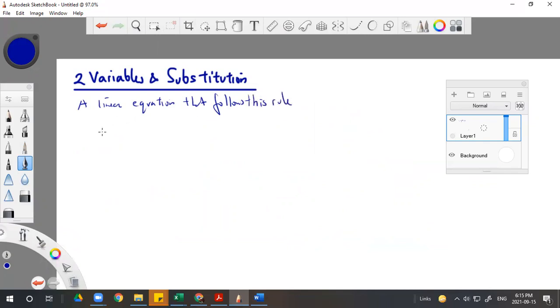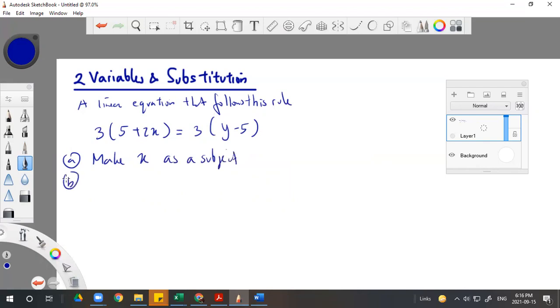Wait, sorry. 3 bracket 5 plus 2x equals to 3y. Wait, 3 bracket y minus 5. A. Find or make x as a subject. B. Find x when y equals -3. This is one question, consists of 2 sub-questions.